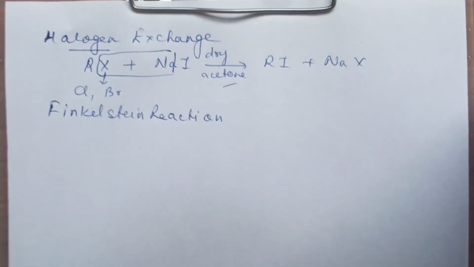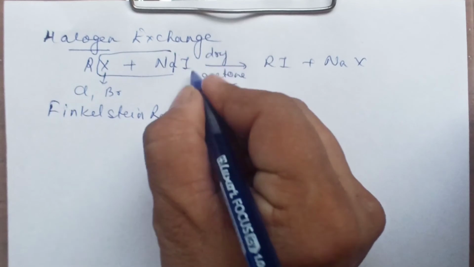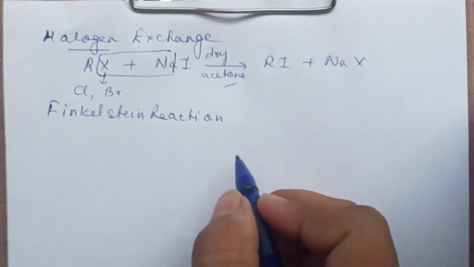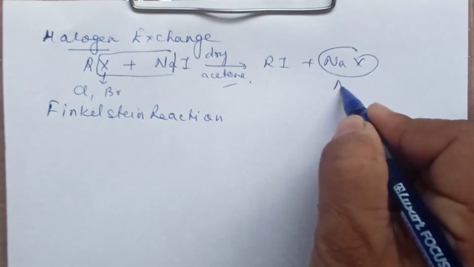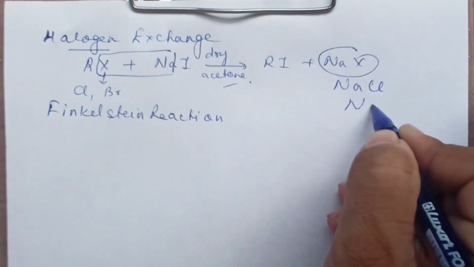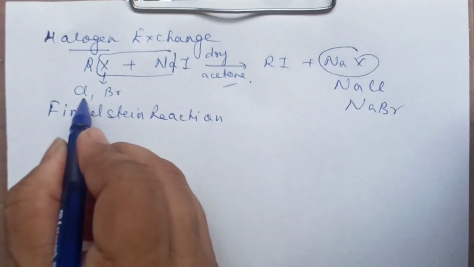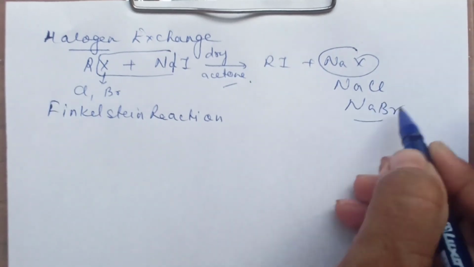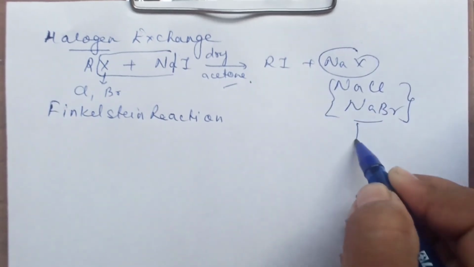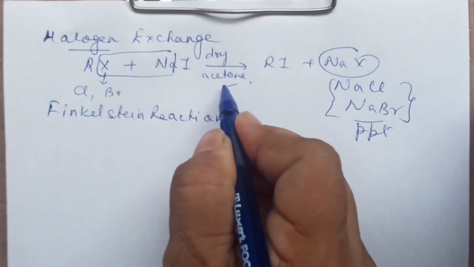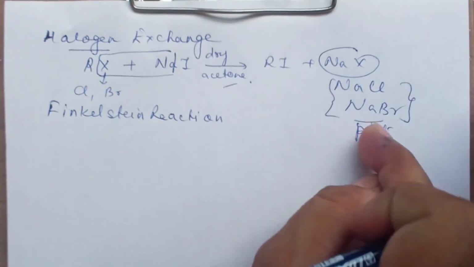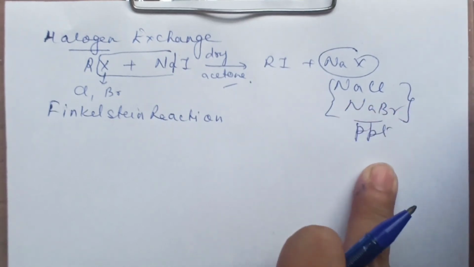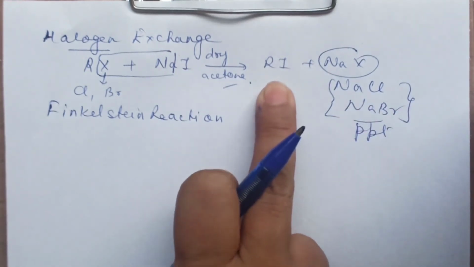Now, one question that is often asked is: why do we use dry acetone? We use dry acetone because what you are getting here is NaCl or NaBr, depending upon what X you take. These are the precipitates. So what is the acetone doing? Acetone is helping in precipitating these halides, chloride and bromide, and you are getting pure iodide.